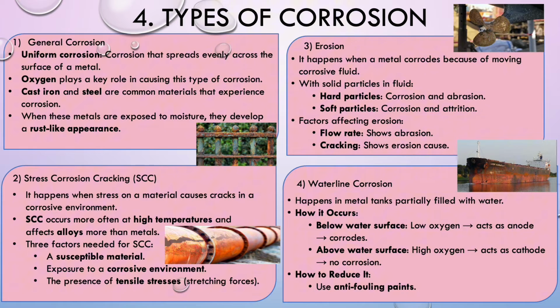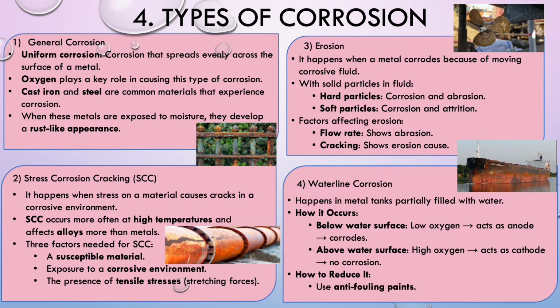First, we have general corrosion, also known as uniform corrosion. This type spreads evenly across the surface of a metal, leading to a rust-like appearance. Oxygen plays a key role in this process, as moisture and oxygen react with the metal. Materials like cast iron and steel are especially prone to this type of corrosion. A good example is when outdoor metal surfaces, like fences, rust over time due to prolonged exposure to rain and air.